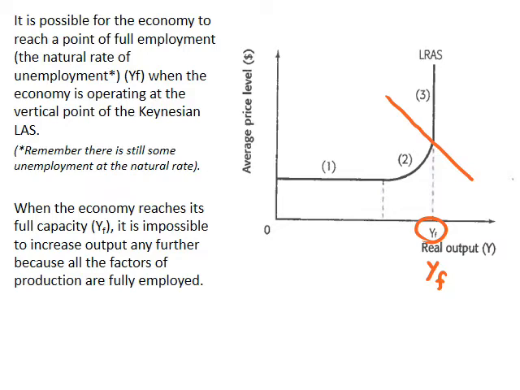When the economy reaches its full capacity, it's impossible to increase output any further because all of the factors of production are fully employed. So if we were to increase AD at all, we're not going to be producing more than at the full level of employment because all of our factors of production are being used, and we're simply going to trigger inflation.